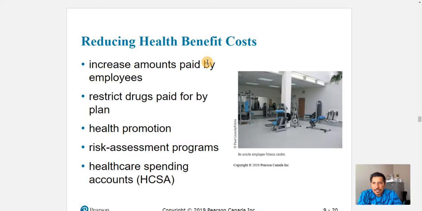Reducing health benefits cost: increase amounts paid by employees, restrict drugs paid for by the plan, health promotion, and healthcare spending accounts. An on-site employee fitness center is one option, where employees can go and exercise to try to be healthy.